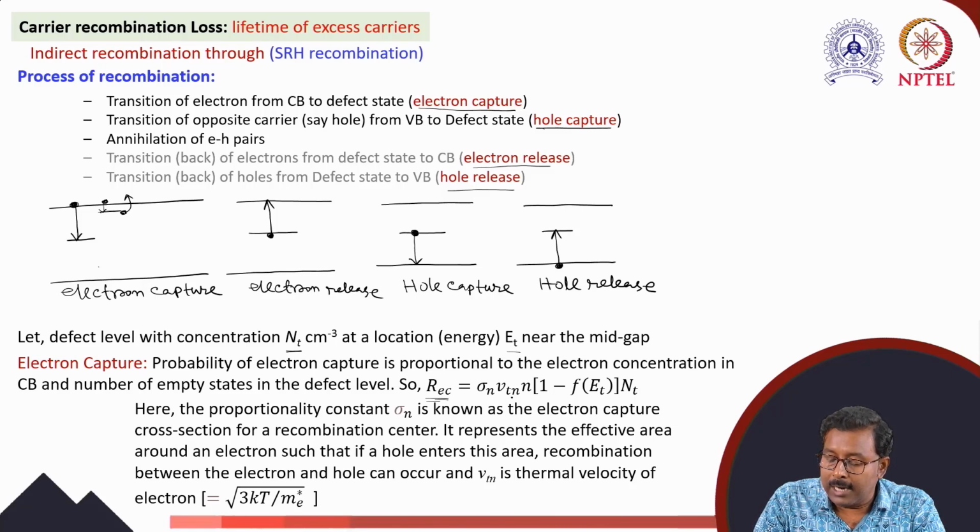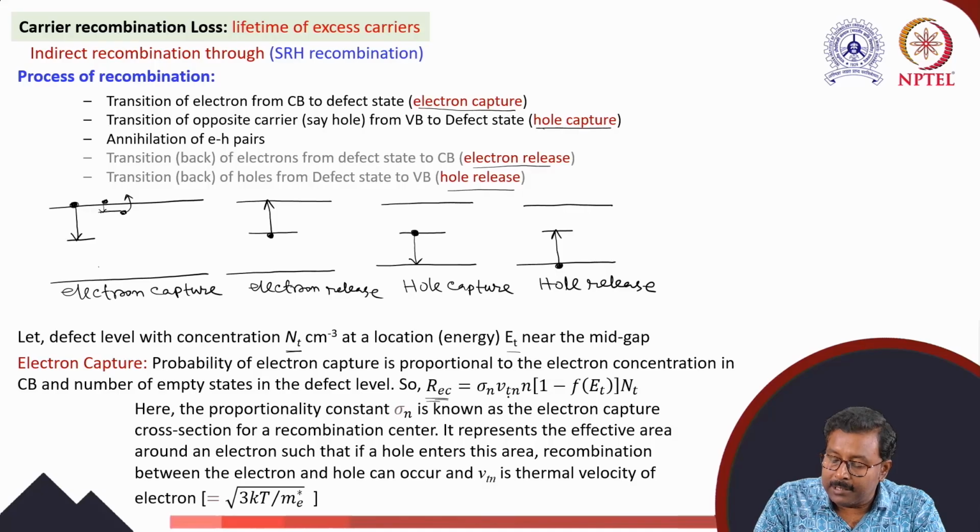But there will be a constant, and that constant term is nothing but sigma n Vtn into Nt, where sigma n is known as the electron capture cross section for this trap state. Electron capture cross section means an area around the electron, so that if holes come into that region, they will be recombined. They will be affected by this electron. So this is called the capture cross section.